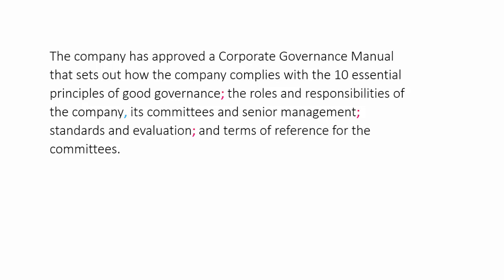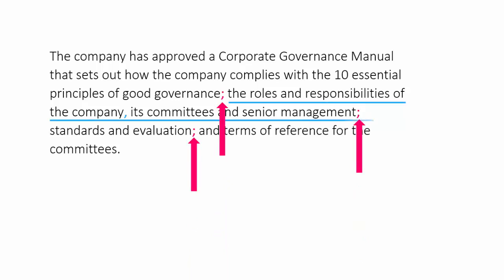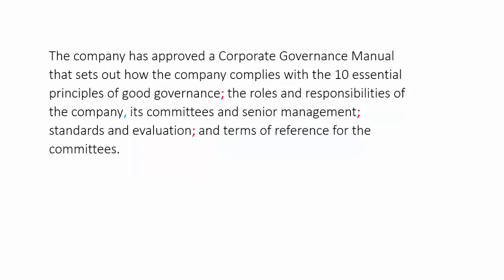Notice how the list items are separated by semicolons because the second list item is already punctuated. It has a comma as part of the item itself. And the reason for the semicolon before the introductory "and" at the end of the second last item is because of the "and" in standards and evaluation.